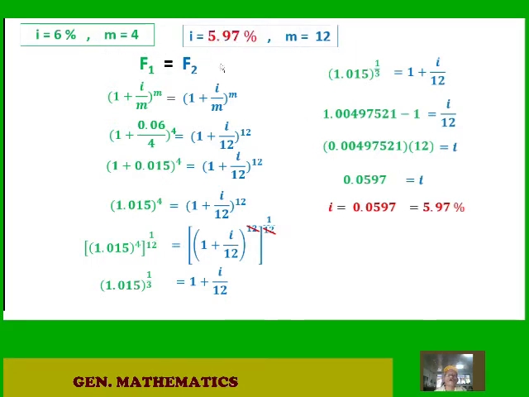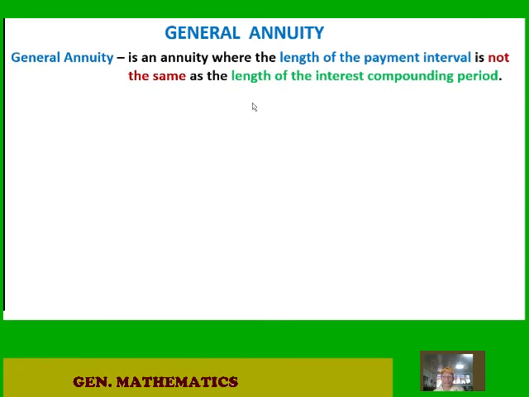They are now equivalent. So the i this time is 5.97% compounded monthly. This interest per conversion period is equivalent to 6% compounded quarterly. Okay? So let us proceed to general annuity.